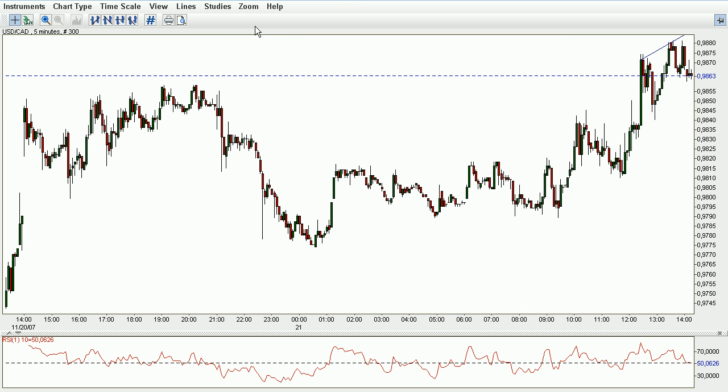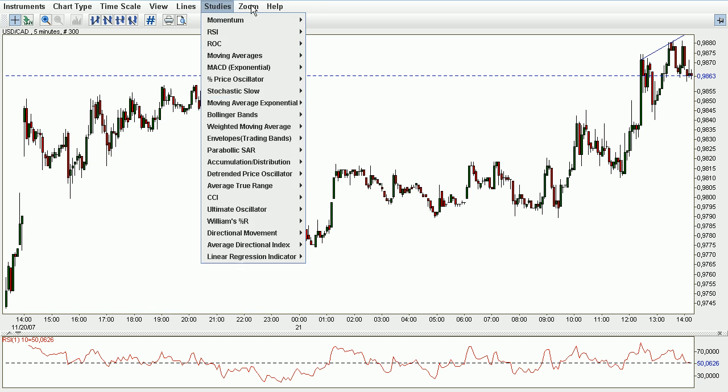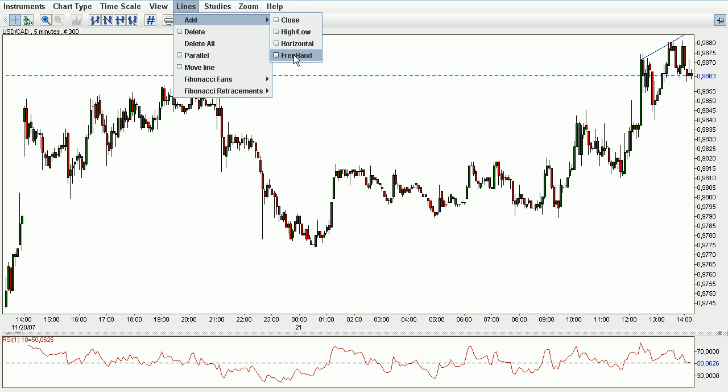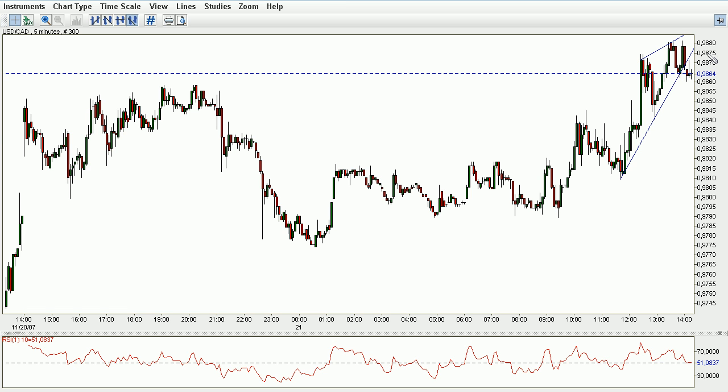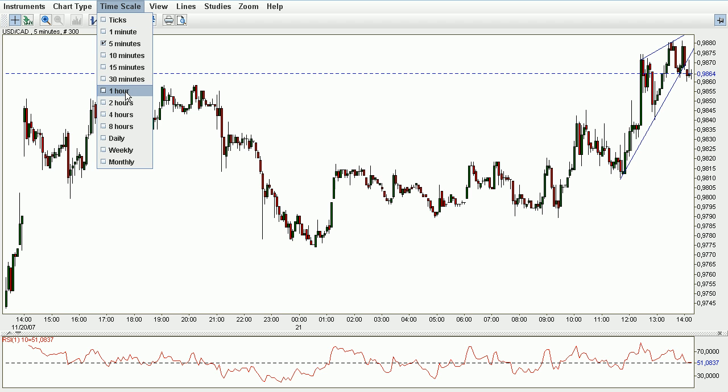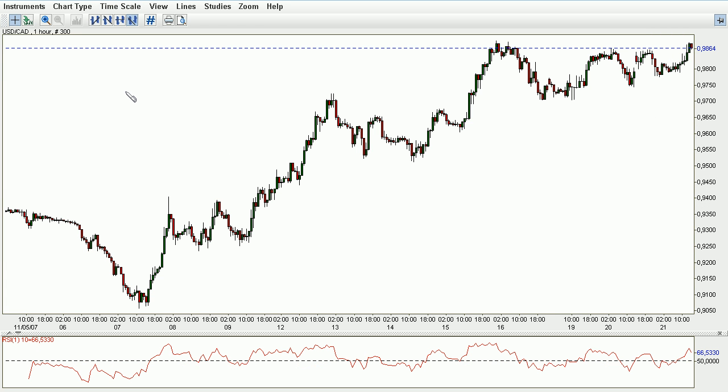this is just a 5 minutes time scale, and as such it is very volatile and not good for any long-term predictions, unless you're looking at it from an entry perspective. If you go to a 1 hour chart, the picture is completely different, and what I mean here is that we are in an uptrend.